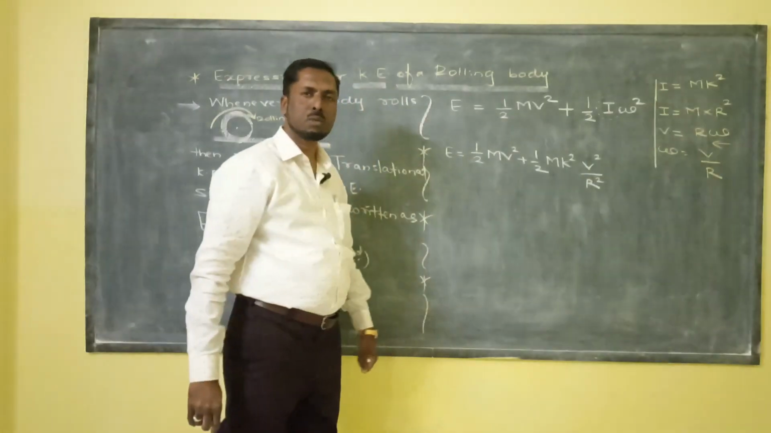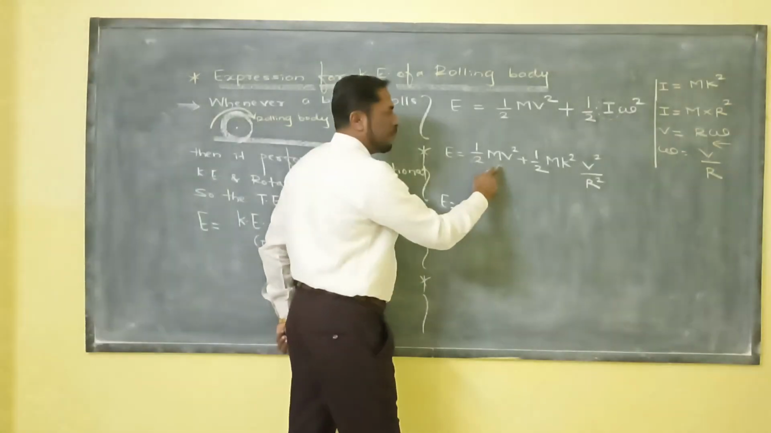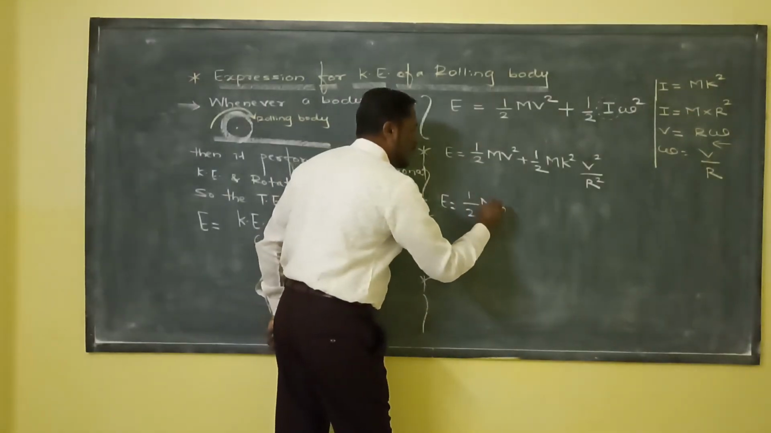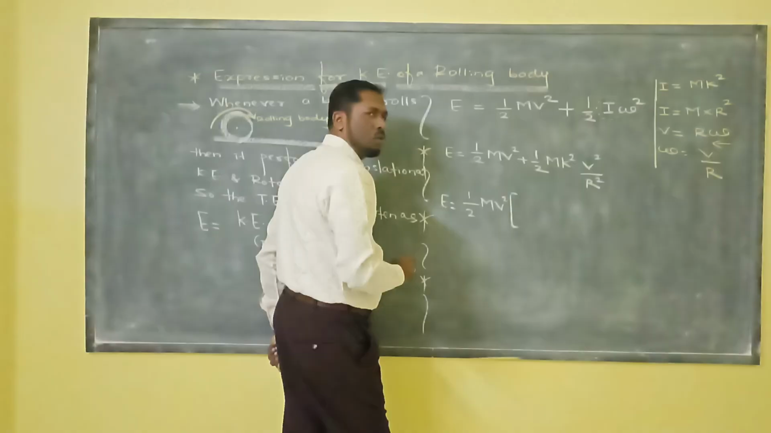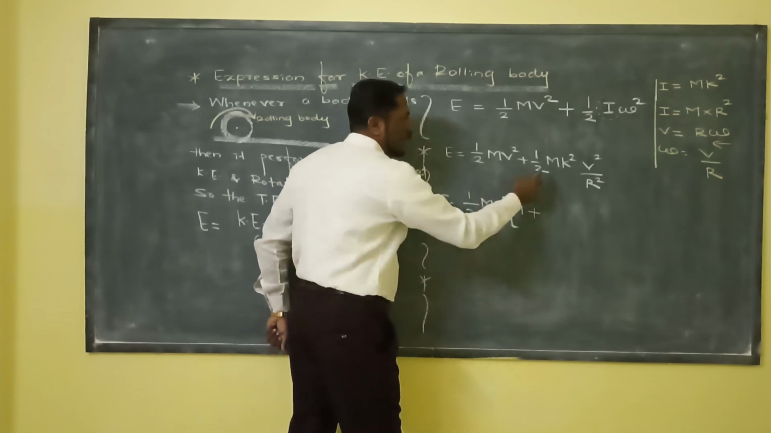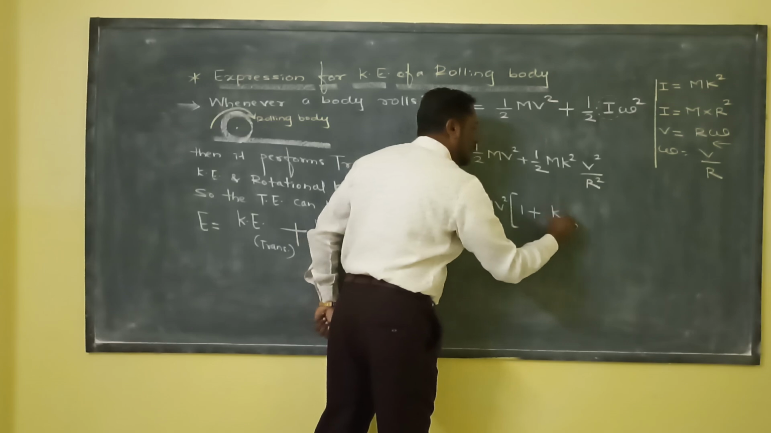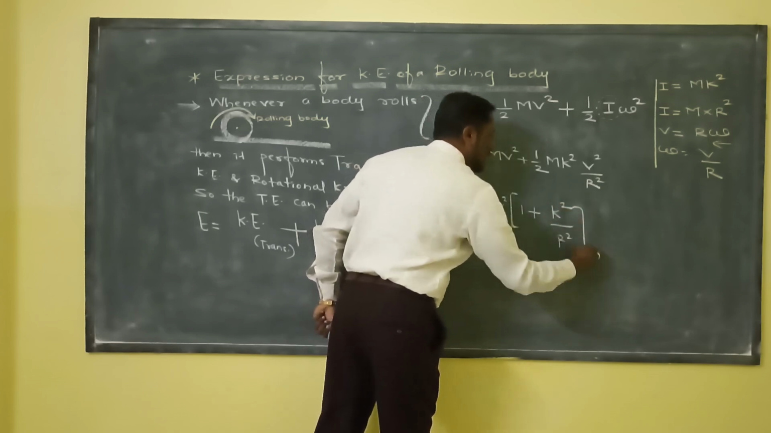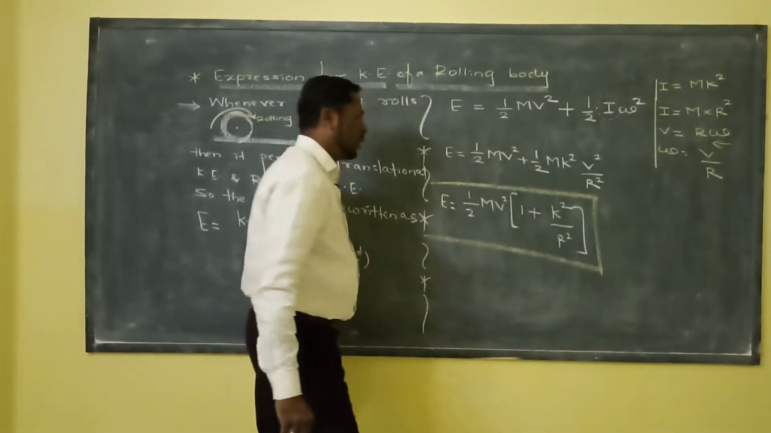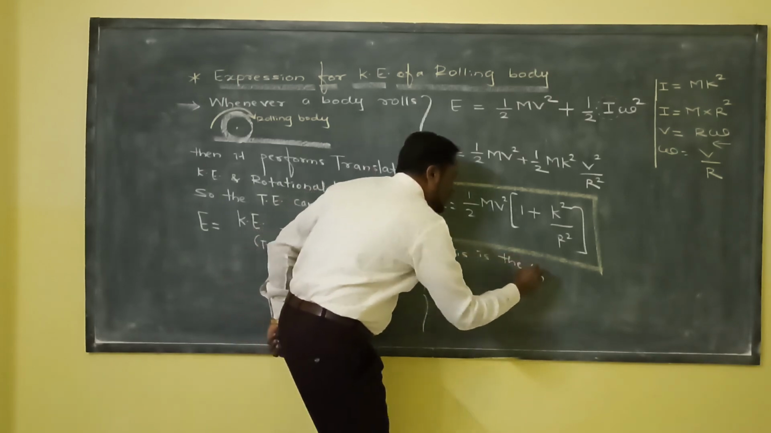Watch it carefully: E is equal to 1/2 mv square plus 1/2 mk square times v square upon r square. Take 1/2 mv square common. Then 1 plus, as it is, what remains here is k square upon r square. That's all. This is the general formula for kinetic energy of a rolling body.